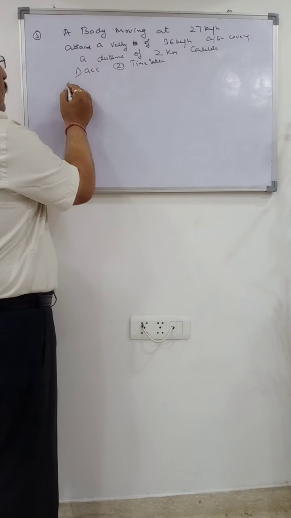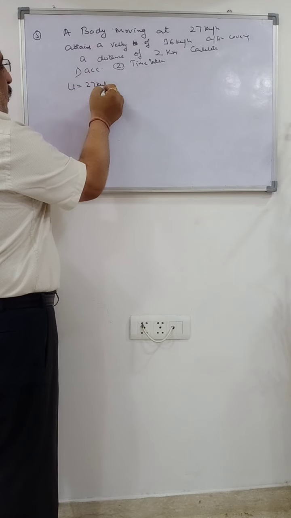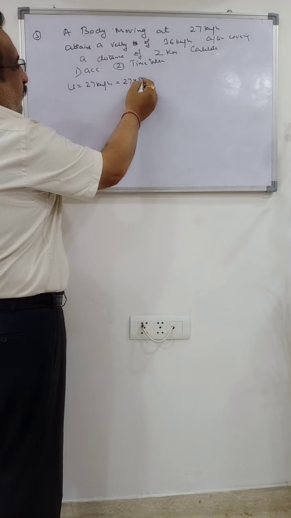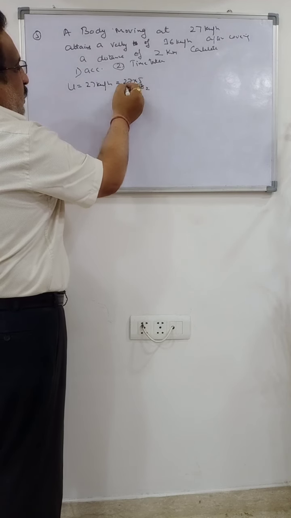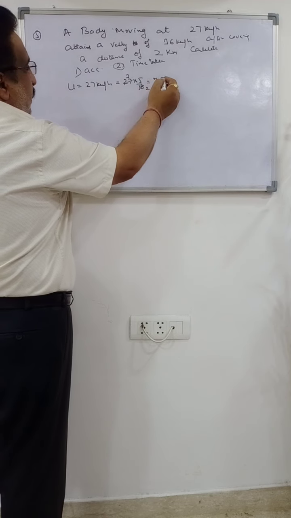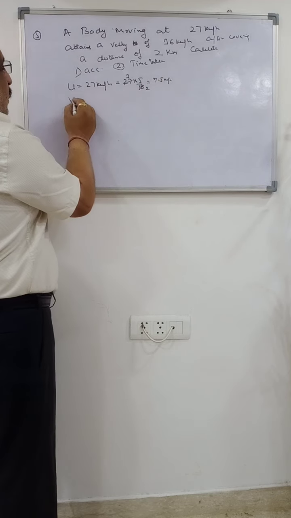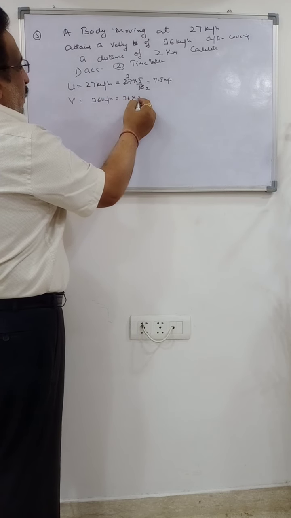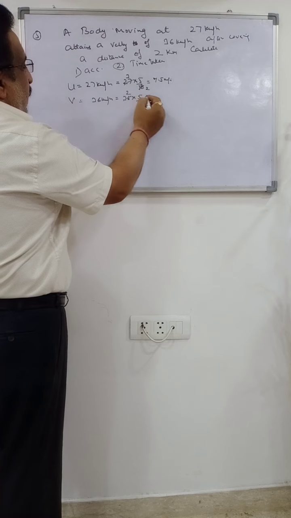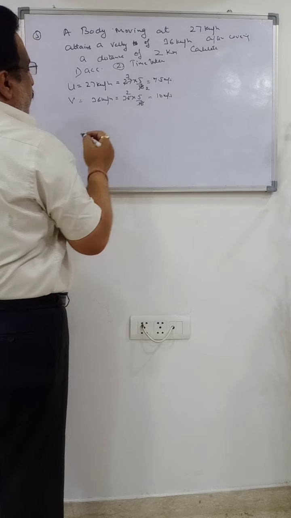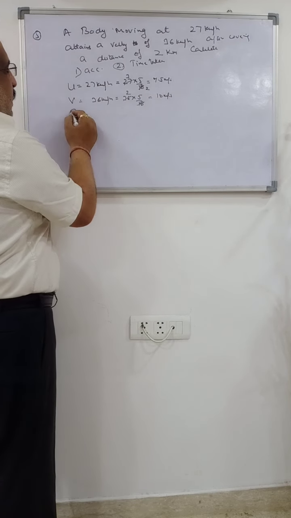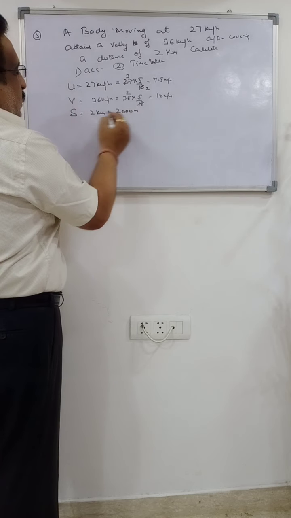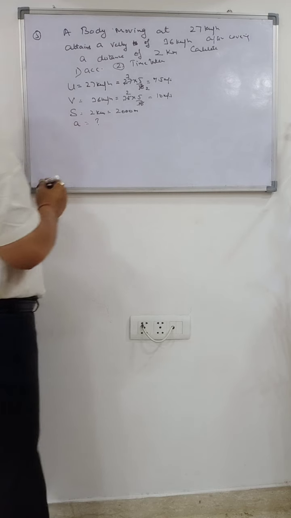Now see what is given to you. Initial velocity is 27 km per hour. 27 km per hour you have to convert into meter per second by multiplying by 5 by 18. That is equal to 7.5 meter per second. V is 36 km per hour, 36 into 5 by 18, that is 10 meter per second. Now distance given is 2 kilometers, 2 kilometers is 2000 meters. A you have to calculate.